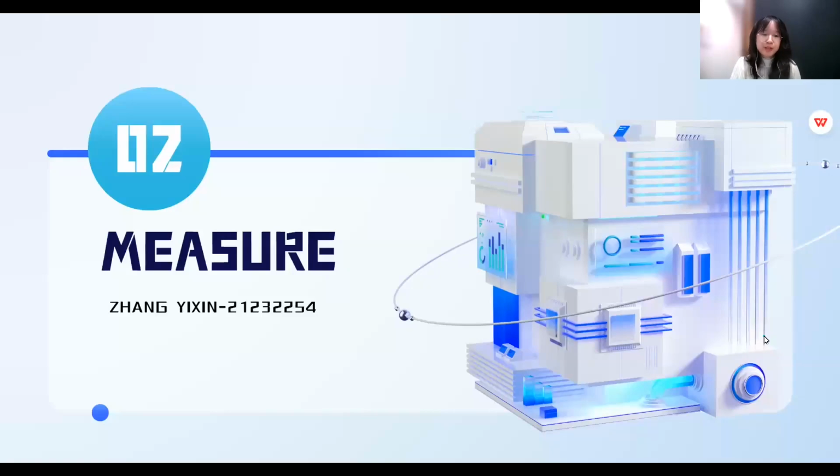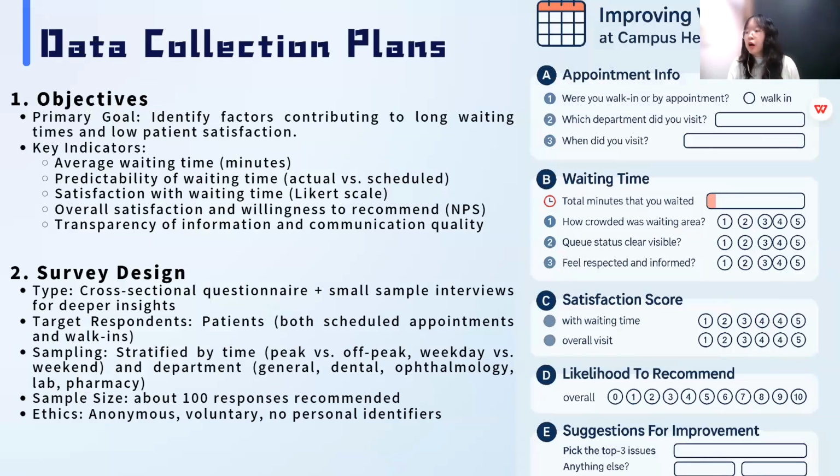Hello everyone, my name is Zhang Yixin. It's my part about the measure phase of our topic. First, we can see our data collection plan. Our primary objective is to identify the factors contributing to long waiting times and low patient satisfaction. So we focus on key indicators such as average waiting time, satisfaction with waiting time, overall satisfaction, and communication. To capture these indicators, we designed a cross-sectional questionnaire and conducted small interviews during our service.